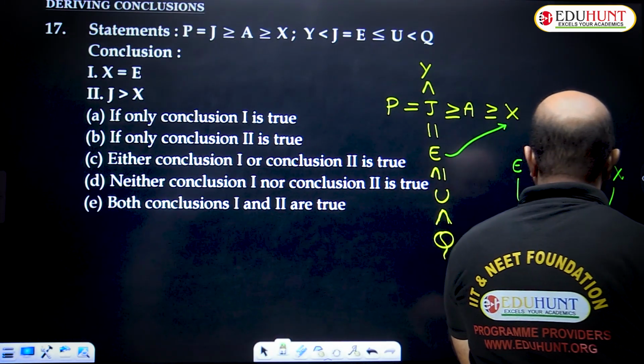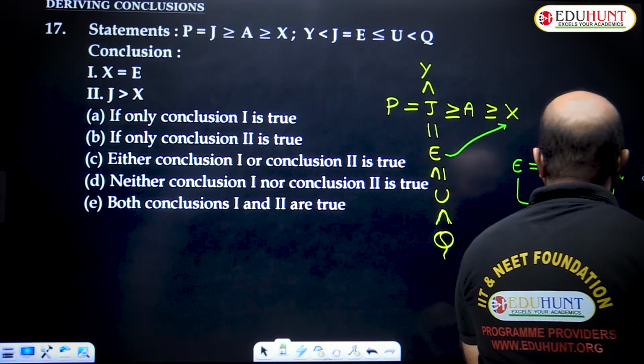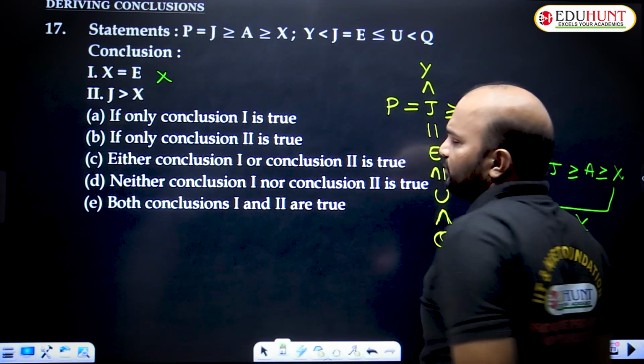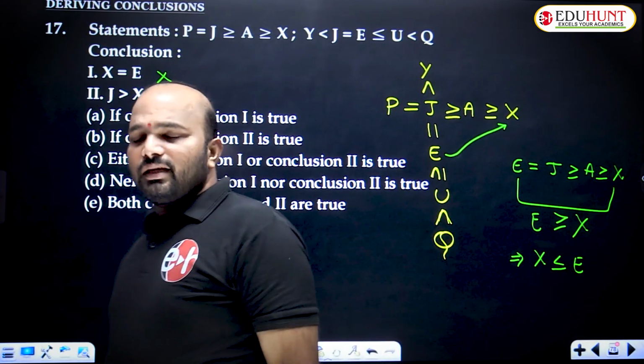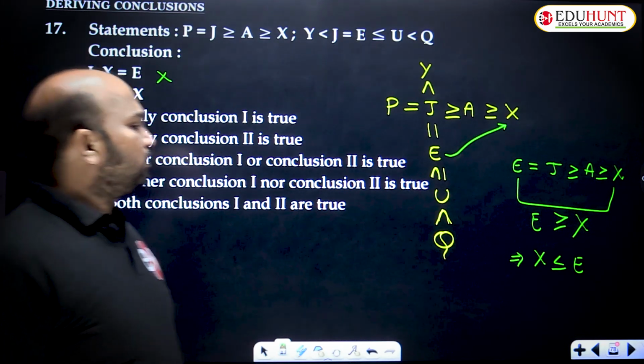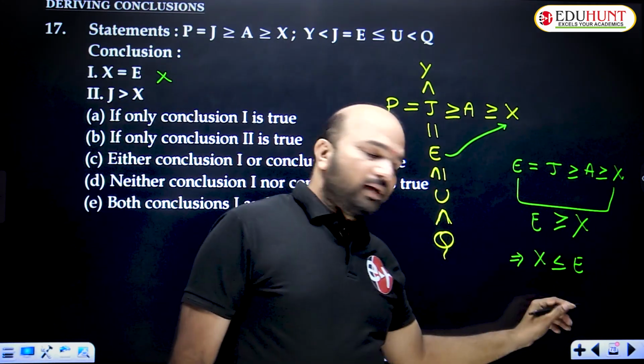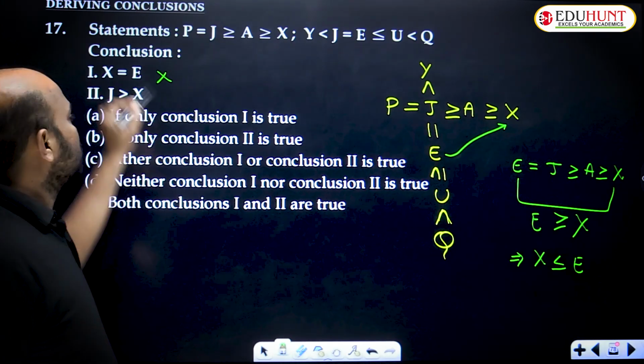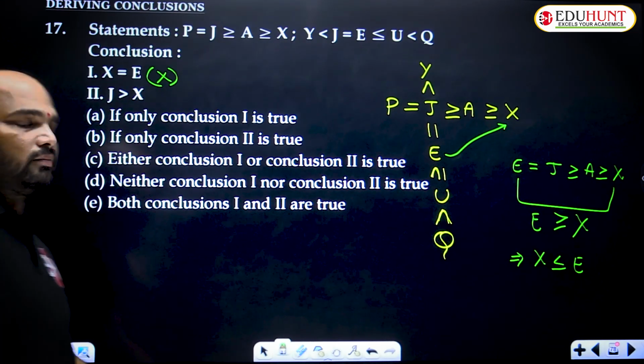It can be written X is less than or equal to E. Is it less than or equal to E? No. The first one is wrong. Here only X is equal to E is given, but what I obtained finally is X is less than or equal to E. Double relation, but here only half of it is satisfied. So that's why it does not follow.